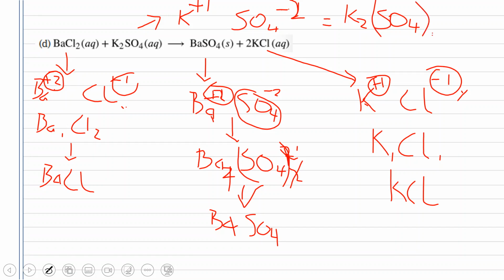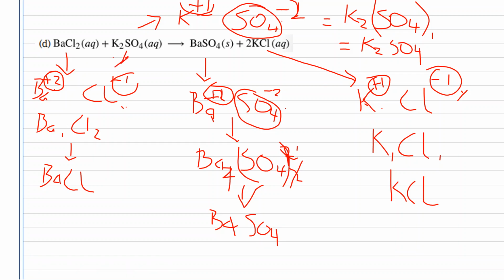This is -2, this is 1. We don't write the 1, so we're going to have K2SO4. Great. So that means K was still +1. K is +1 here, K is still +1 here. Nothing has changed. SO4 is -2 here, SO4 is still -2 here, as you can see. So there's no change. Let me write this well. There's no change in their oxidation numbers.